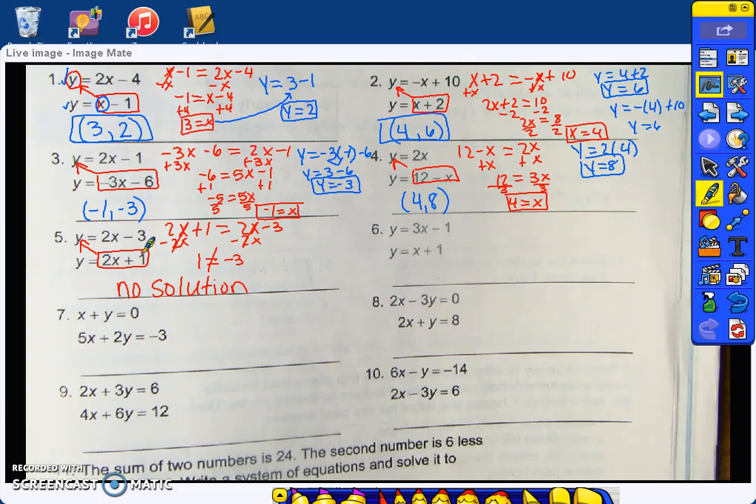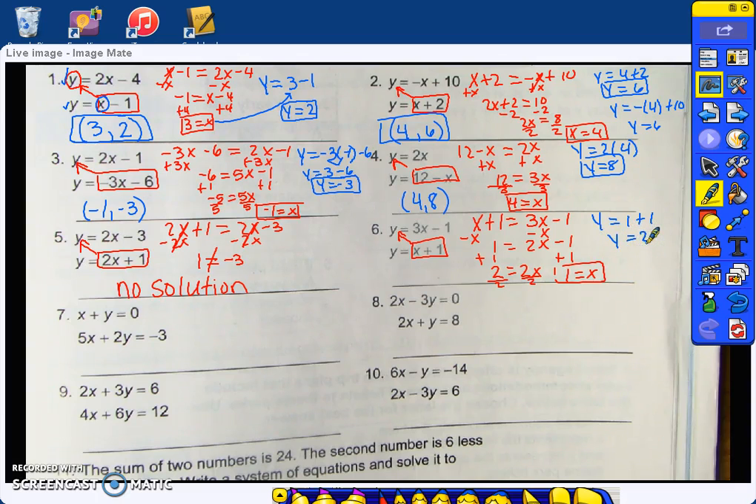Alright, number 6. Plug in x plus 1 for y equals 3x minus 1. I'm going to subtract x from both sides. And I get 1 equals 2x minus 1. I add 1 to both sides and get 2 equals 2x. And when I divide by 2, I get the x is 1. Plug that in for one of the equations. 1 plus 1 is 2. So my ordered pair is 1, 2.